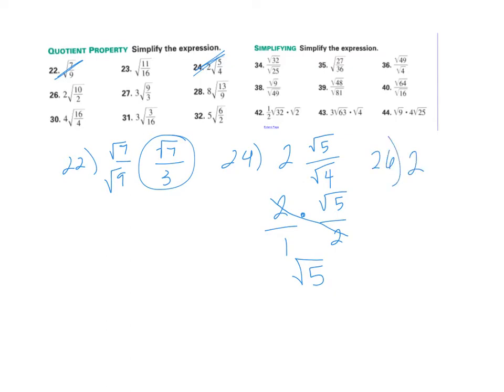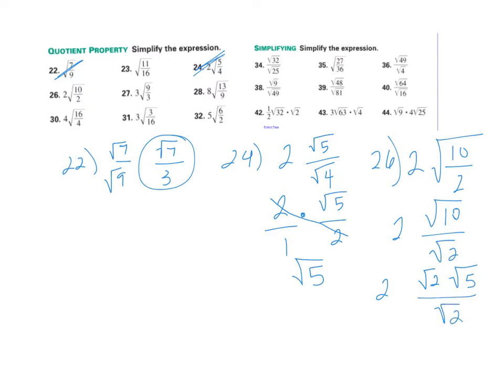26 is 2 times root 10 over 2. We're going to split it, so that's going to be 2 times root 10 over root 2. Now on this one, we can take that numerator and we can split that into root 2 times root 5. And that would allow us to cancel these root 2's. And so we do 2 times root 5 to get 2 root 5. And that's how you would do that one.